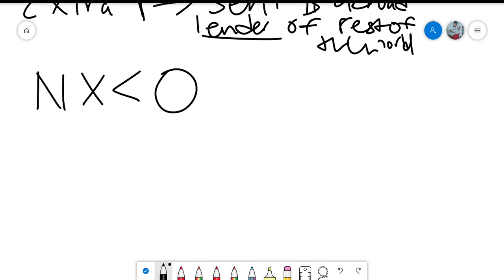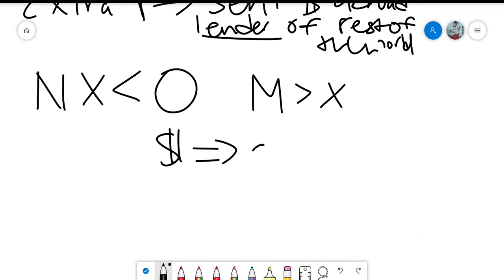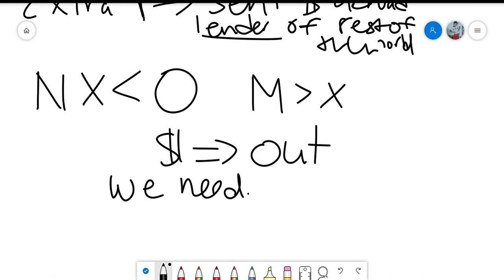So that means that M is greater than X, right? So we're importing more stuff, and if we're importing more stuff, more money is going out. And if money is going out, then we're like, oh no, we need money. Because what's happening here is our aggregate income, the income that we get, is less than domestic expenditure. Why is aggregate income less than domestic expenditure?